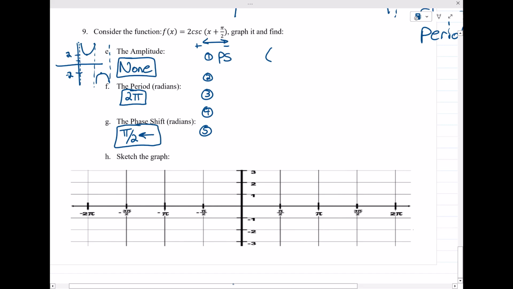So we're going to start with pi over 2 to the left, which would be negative pi over 2. But if the period is 2 pi, what we're going to be adding to these, remember, we're taking 2 pi and dividing by 4. So that's just pi over 2. So we're going to take negative pi over 2 and add pi over 4 to it.